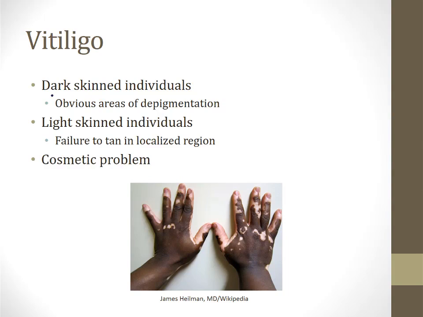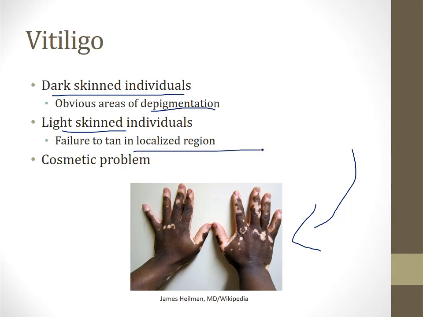So in people who are dark-skinned, this is a very obvious disorder where there are areas of depigmentation, just like this example on the screen here. In people who are very light-skinned, though, the vitiligo may not be evident until they go out in the sun. So a classic presentation to know for your board exams is a person who goes to the beach and comes back and is suntanned on his or her entire body except for a couple localized regions. That person may have vitiligo.